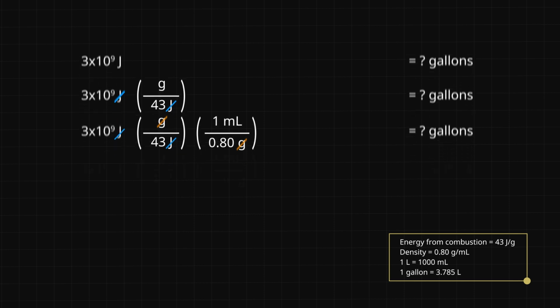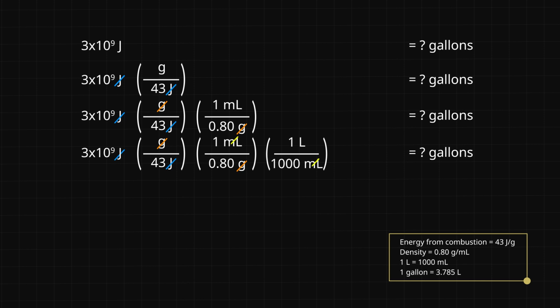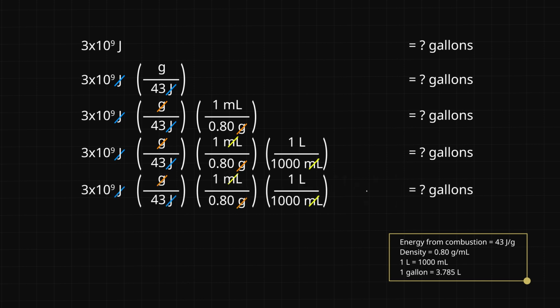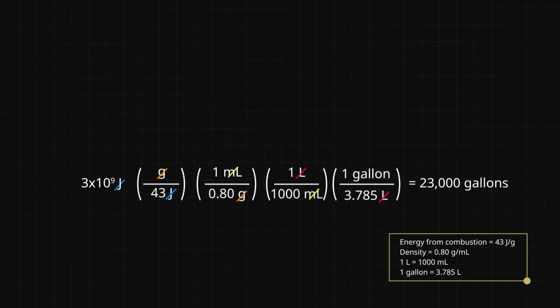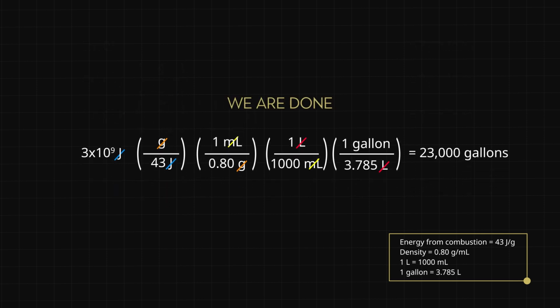We convert milliliters to liters. We convert liters to gallons. Well, we're done. See, it's all about following the units. We need 23,000 gallons. Whew, that is a lot of fuel, but it is a rocket launch we're talking about here.